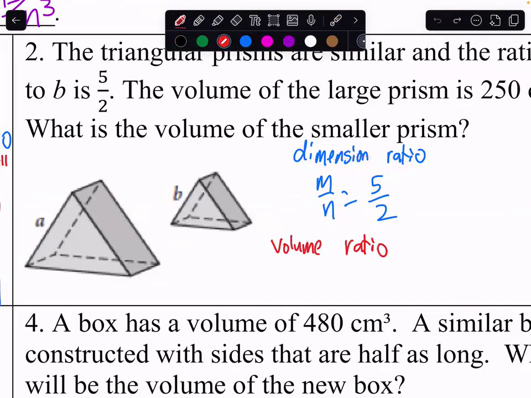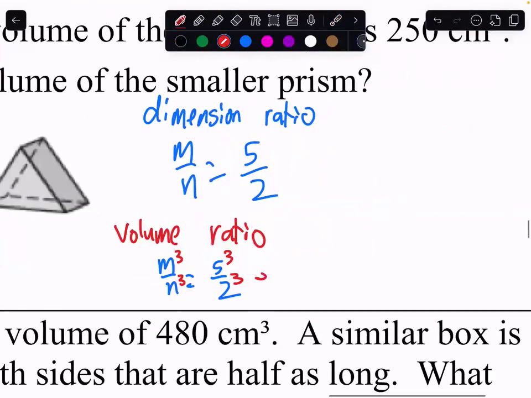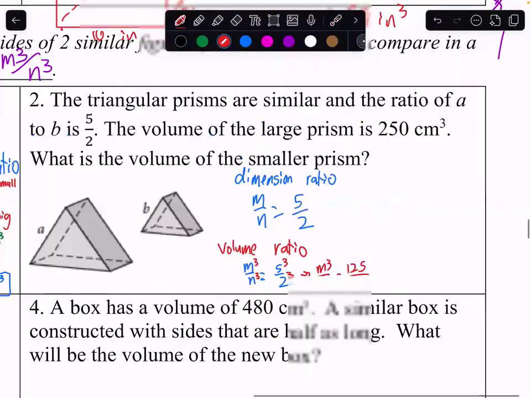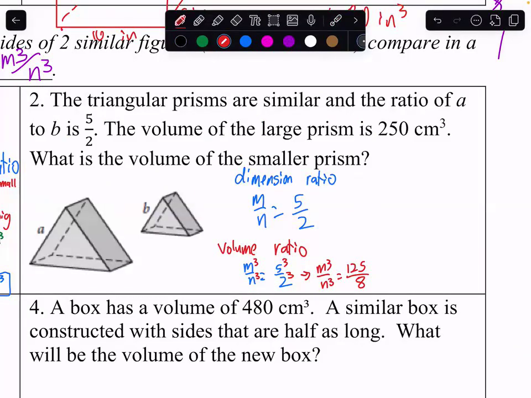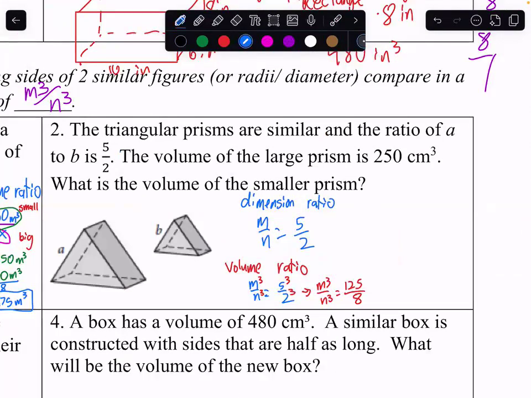Use what you had, the dimension ratio. But to turn it into a volume ratio, you need to put a power of 3 on everything. So the ratio that we're going to use will be 125 to 8. All right, so now we can set up a proportion: 125 over 8 equals some other fraction.